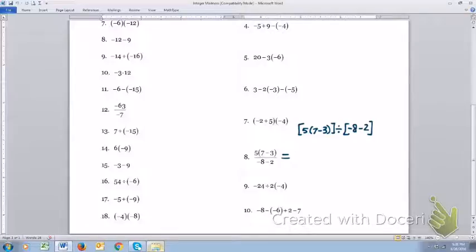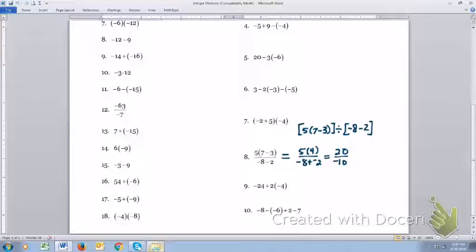So, but normally what I like to do is simplify the numerator and simplify the denominator, and then if you can simplify the fraction, you'll do that. So here we're going to do the 7 minus 3 first because it's in parentheses. So this will be 5 times 4 in the numerator. In the denominator, let's write that as -8 plus -2.